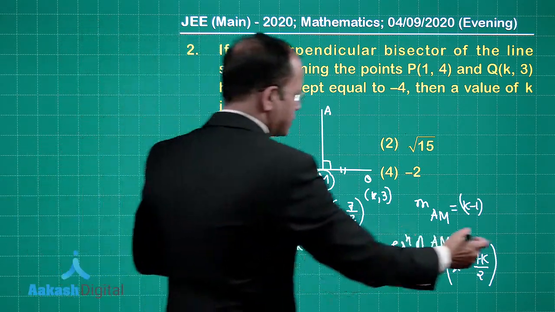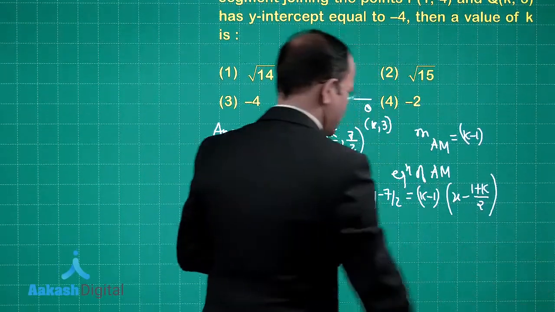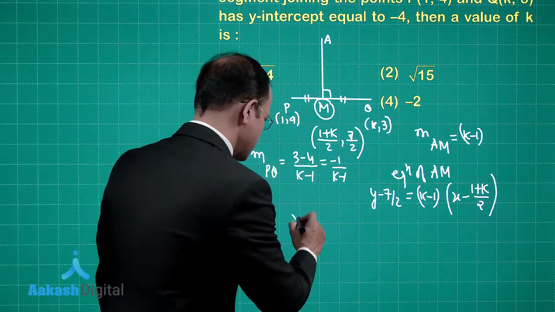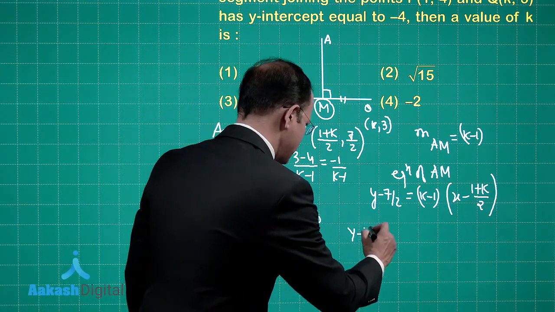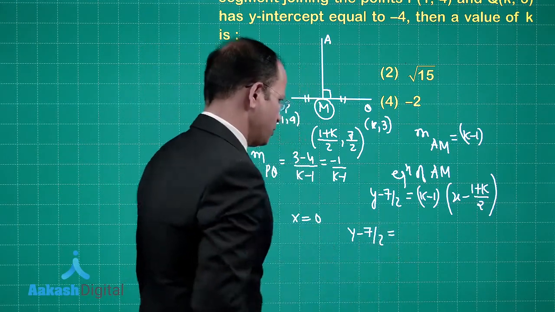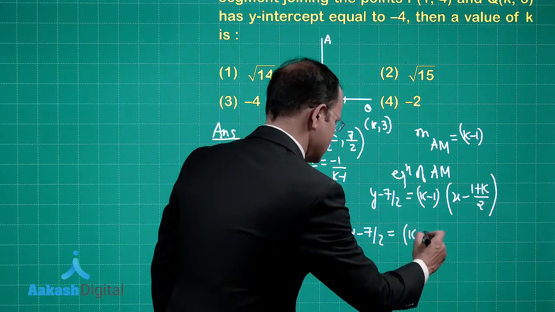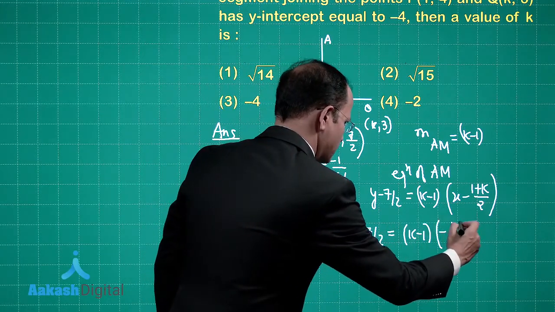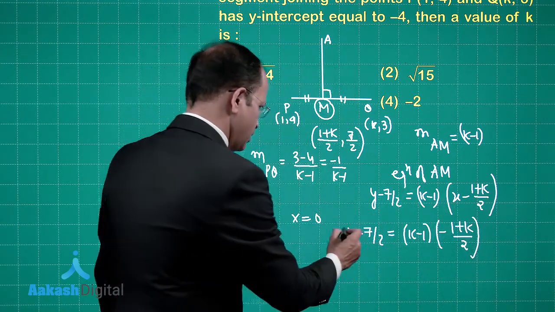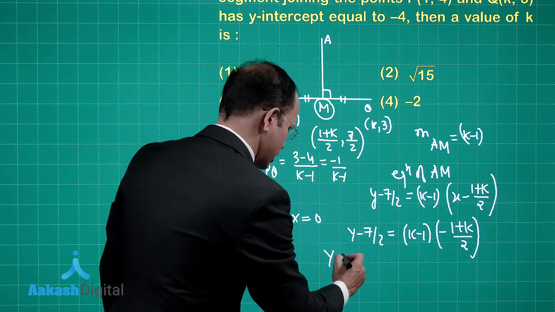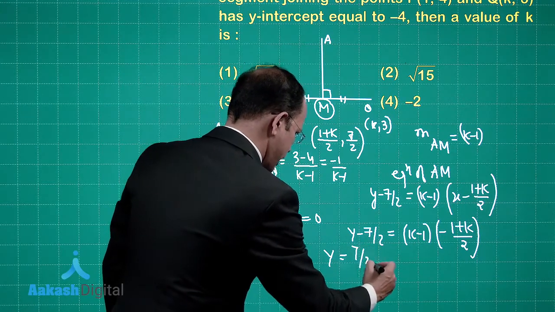Now this has a y-intercept which is minus 4. So that means we have to take x equal to 0 here. Once you take x equal to 0, we have y minus 7 by 2 equals k minus 1 times minus of (1 plus k) divided by 2. So the y-intercept can be taken as y equal to 7 by 2.